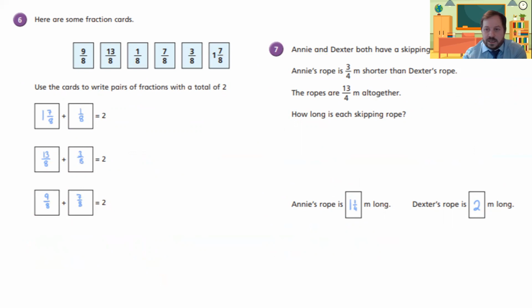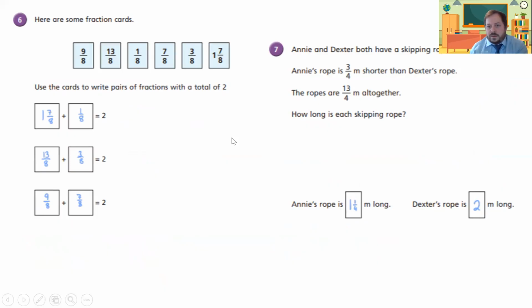Then this is the harder one here. So Annie and Dexter both have a skipping rope. Annie's is 3/4 of a meter shorter than Dexter's, and the ropes together are 13/4 altogether. How long is each skipping rope? So again, we would draw out the bars. There they are. Annie's is shorter than Dexter's, so that part there is 3/4.